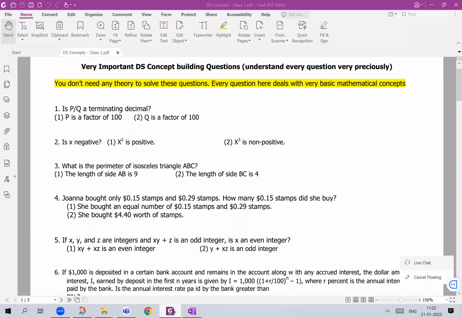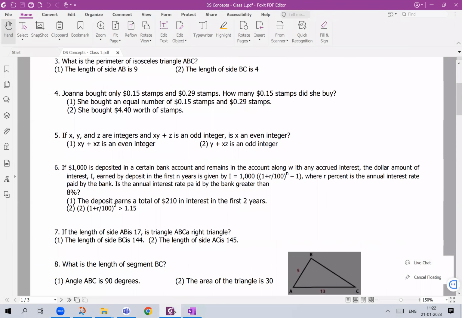Now imagine question number 6 looks a bit tougher. But if you know how to use the IS concept, I'm asking you to do only statement number 1. I'm not asking you to do statement number 2. You don't need any sort of formula or concept of interest to do this question. Can you please try question number 6, option number 1, and tell me whether it is sufficient or not sufficient. Don't do option number 2. Please try.